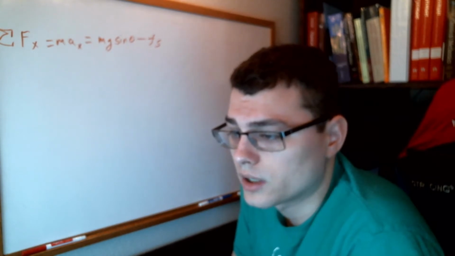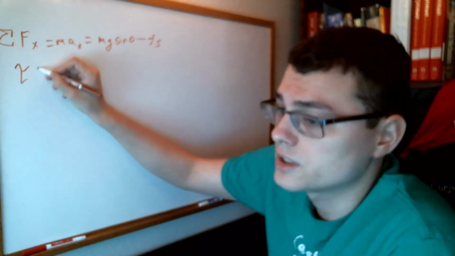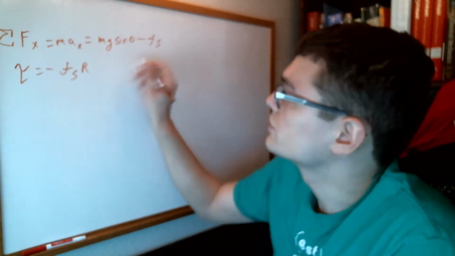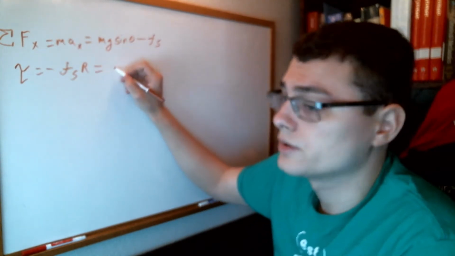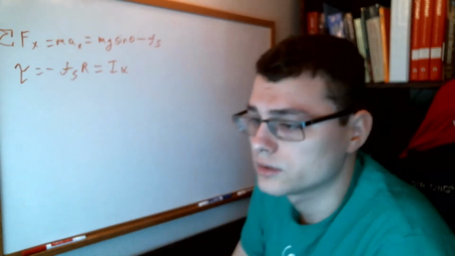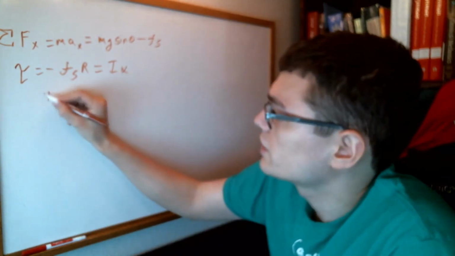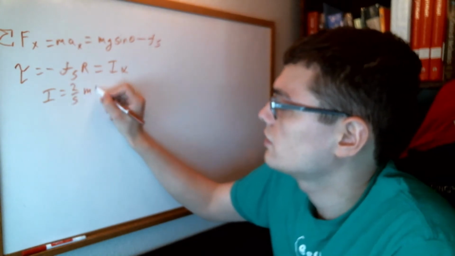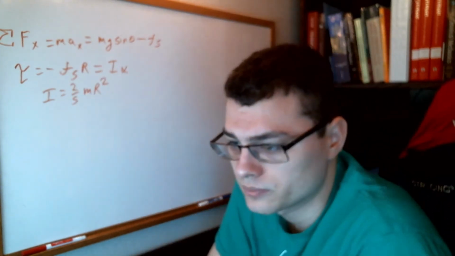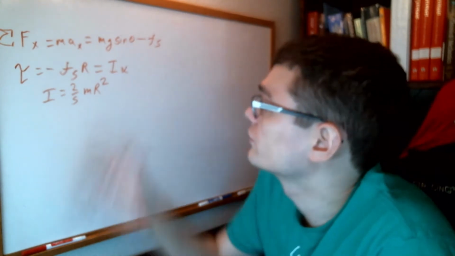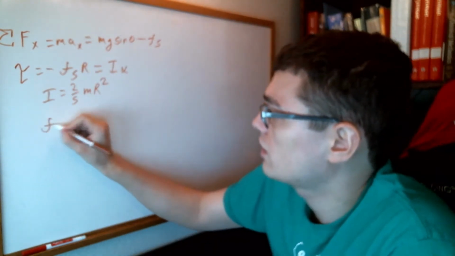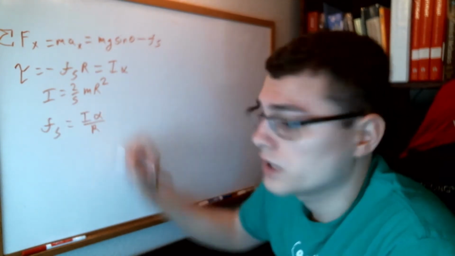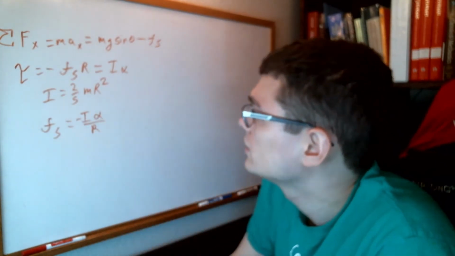And remember that, so then we can say that torque is going to be equal to negative Fs r. So this is static friction here, and this is going to be equal to I alpha. And real quick, we can say for a solid sphere that I is going to be equal to 2/5 mr squared. And so then solving for static friction here, we get that Fs is going to be equal to I alpha over r, and this is going to be negative as well.